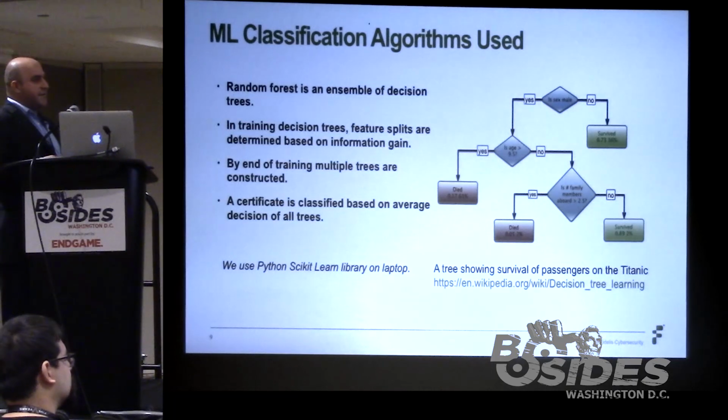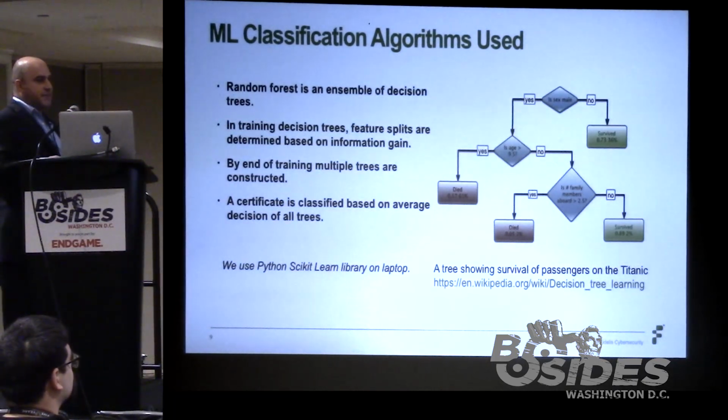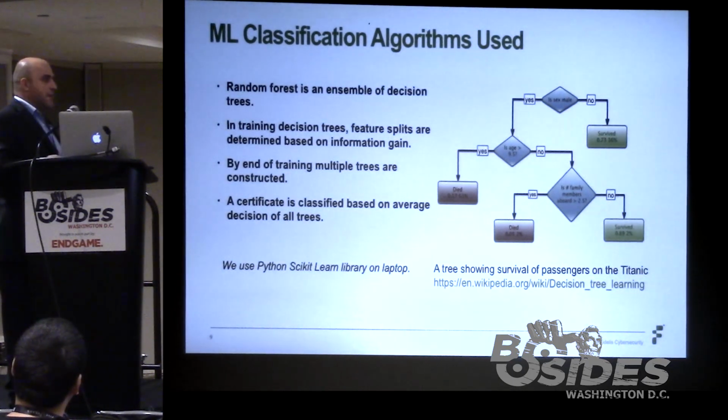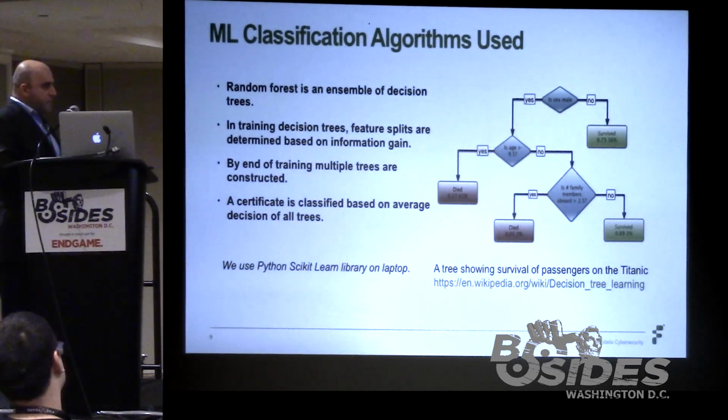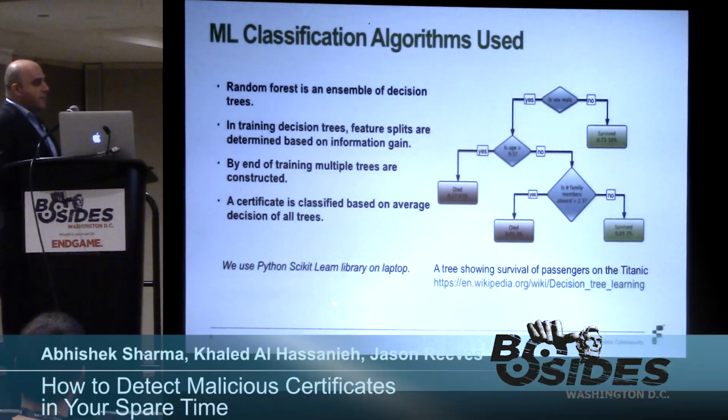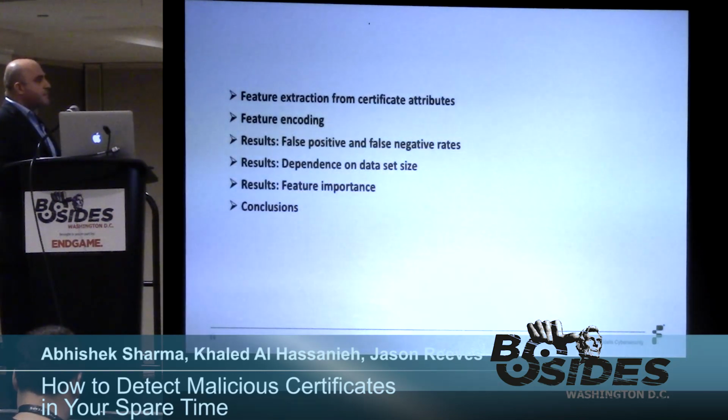And then you have a new certificate. You pass it through all these trees, you look at the decision of each tree, and you look at the average, and it tells you if it's malicious or not. We use the widely used, well-known scikit-learn Python library, and these calculations are not highly demanding. I do that on my laptop. So that's part of why we say in your spare time. It's not highly demanding. I'm going to get into the core of the work and look at the results.